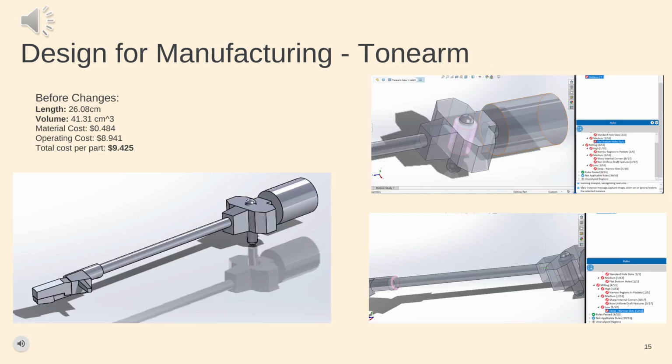Now, moving on in our DfM section, we analyze the tone arm, which is a machined part made out of aluminum, which originally had a total cost per part of $9.42. After analyzing it using DfM Pro, several design changes were suggested, such as the one highlighted in this slide, as well as removing unnecessary holes and keeping the radius of shafts even.